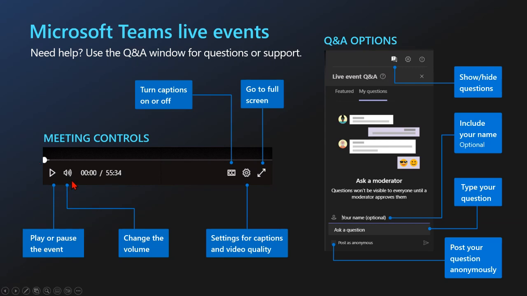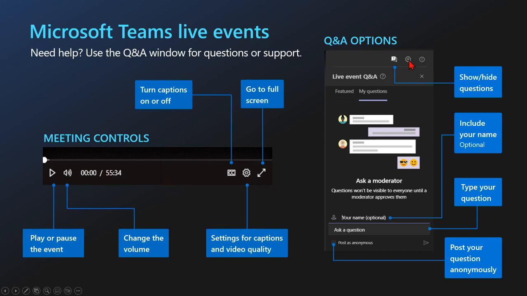Right next to the play and pause icon, you have the sound, where you can adjust the volume. So make sure you can hear me loud and clear. If you toggle here where the CC icon is, you can turn on the live captions for this session. And right next to that, you have the gear icon where you can adjust the video quality. You can choose the icon next to this to make this session full screen. But if you do take it full screen, keep in mind that you won't be able to see the Q&A box that we have for you here.